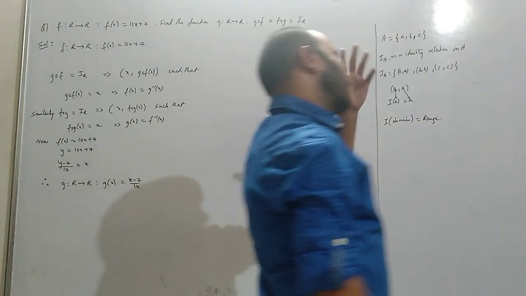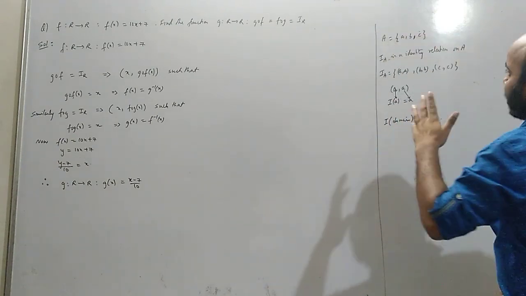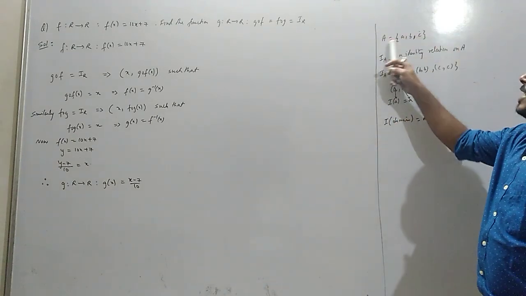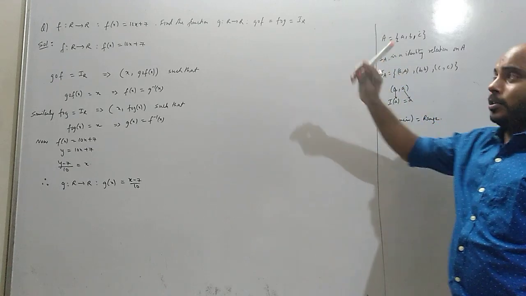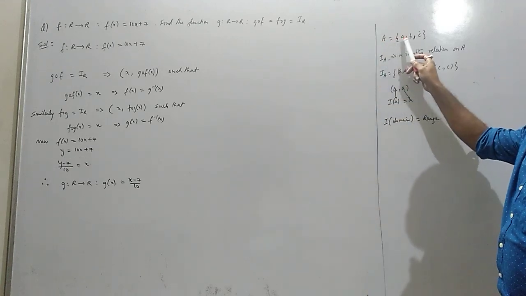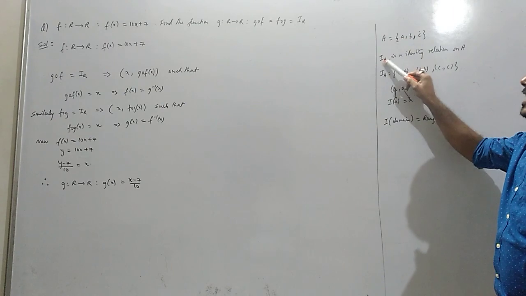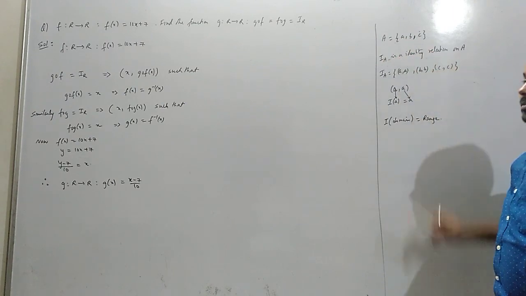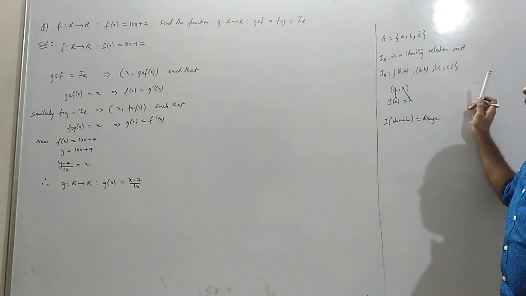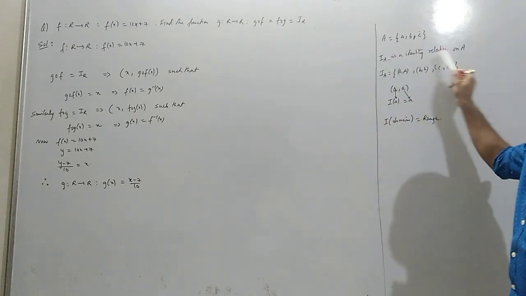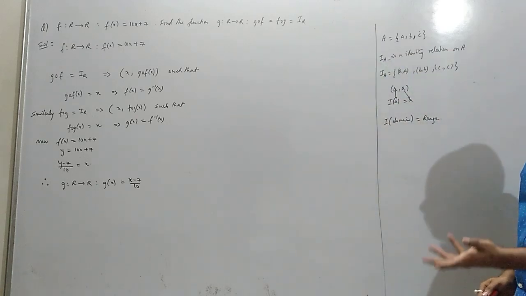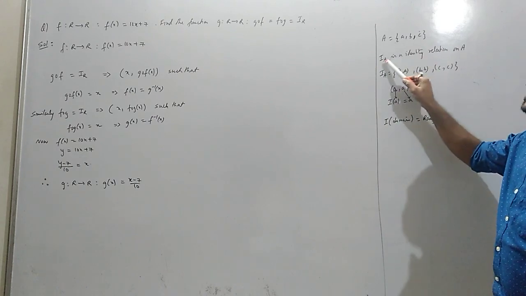Let's talk about that first video, a small part. For example, a set A is given to you. Later we'll talk about the question. A set A = {a, b, c} is given to you. I_A is the identity relation on A. Remember the identity relation we have studied? We are doing the chapter Function, but we are talking about relation, because a function is nothing but a relation. So I_A is the identity relation.